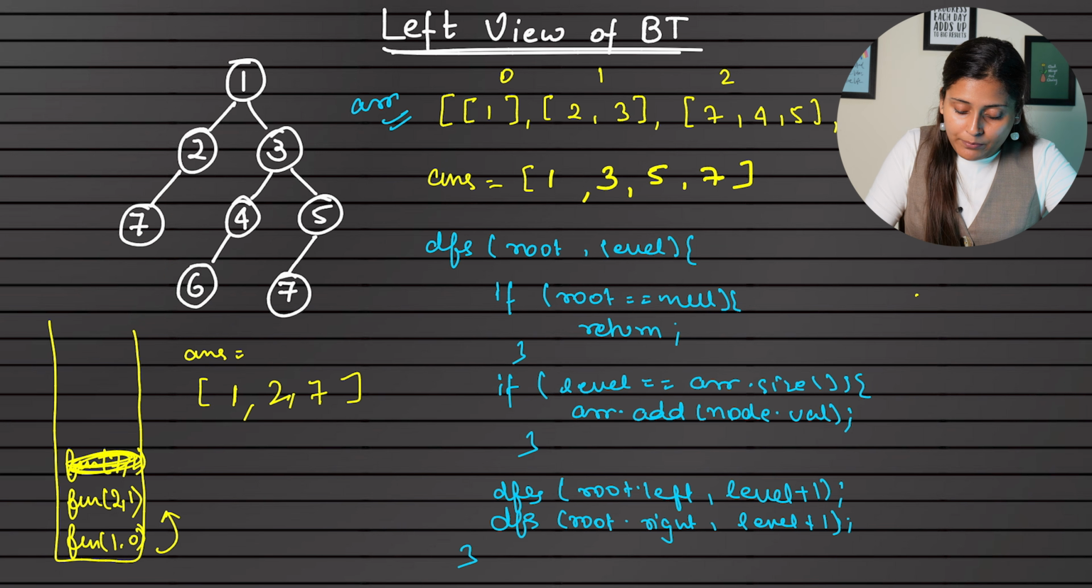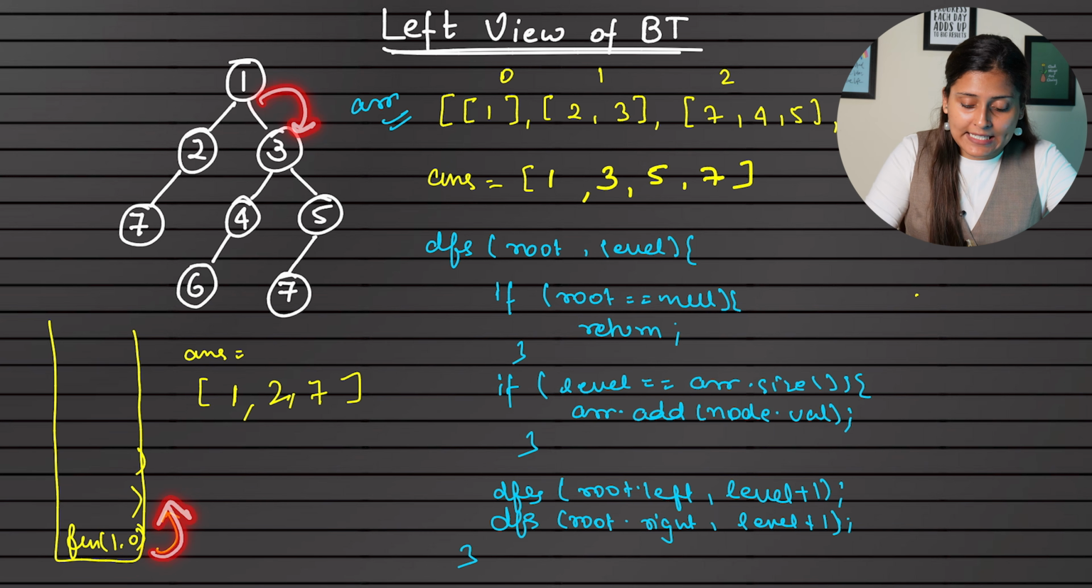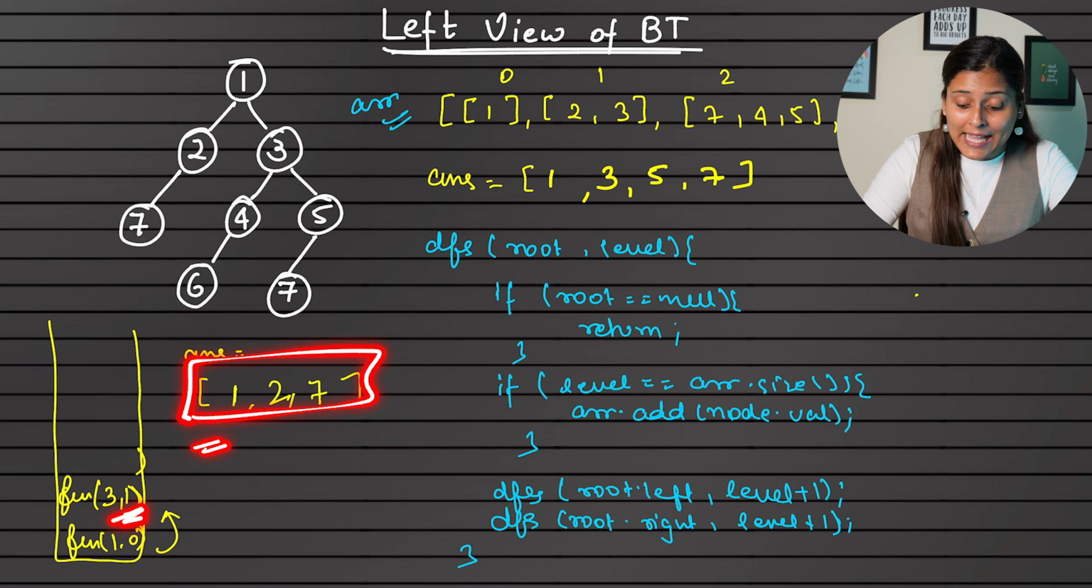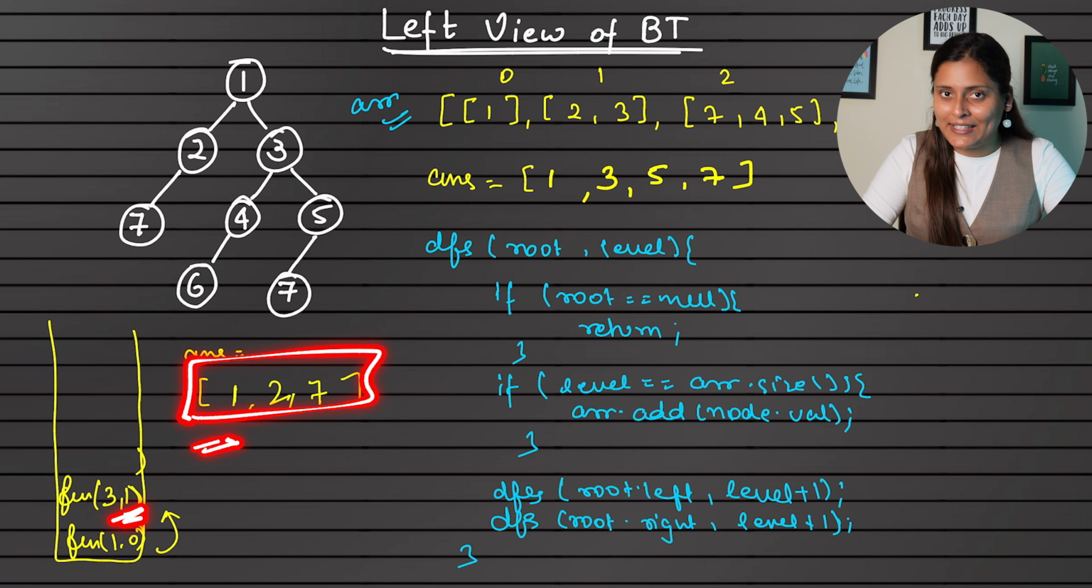So 7 will get popped out of this function call. Now similarly 2's right child does not exist, so it will also get returned. So 2 will also get removed from the stack call. Now we'll go for this, which is parent 1 and level 0. Now you will go towards the right side. So for the right side, we'll call function 3 and level 1. But we will see level is 1 but the size is not 1. So we will not insert anything.